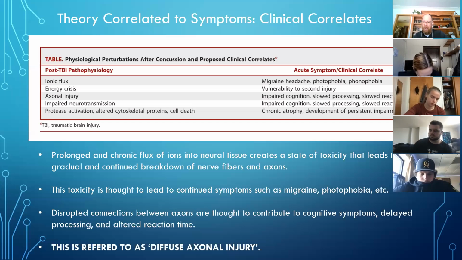And it's this concept, guys, of diffuse axonal injury, on a metabolic level, that we think contributes to altered cognition, slowed processing, and slowed reaction time. This is why we think people have a hard time cognitively and don't appear to be able to react to things as quickly, or perform.